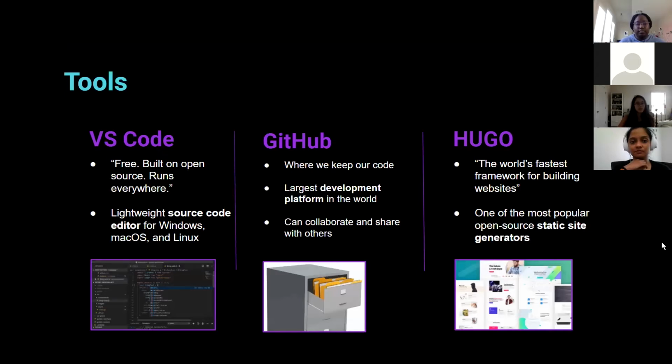So what we're going to use today, we have VS Code, GitHub, and Hugo. VS Code is essentially just where you're going to edit your code. And it should work for Windows, Mac, Linux, all of those. And GitHub is going to be where we keep our code. And then Hugo is just kind of an extra thing.